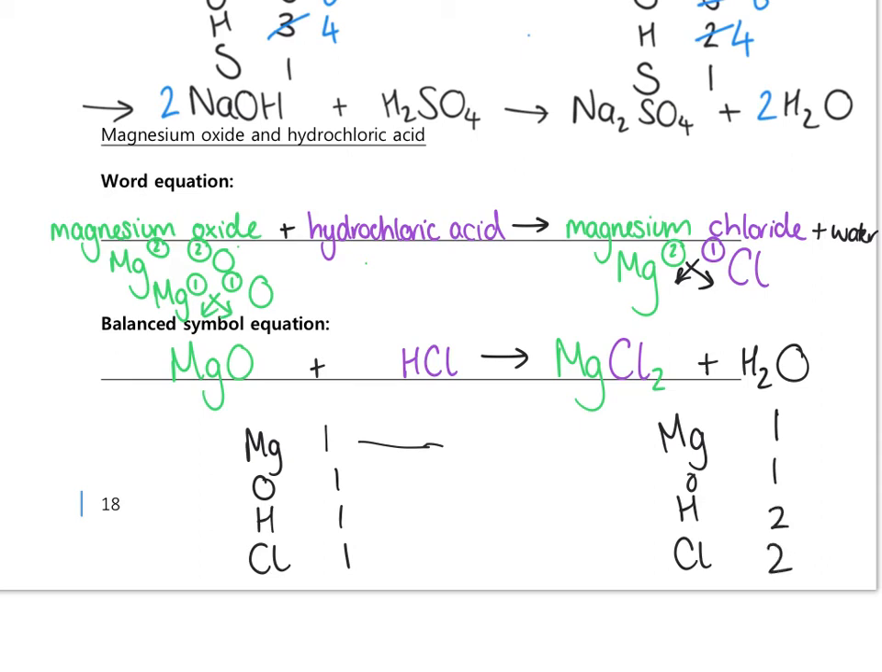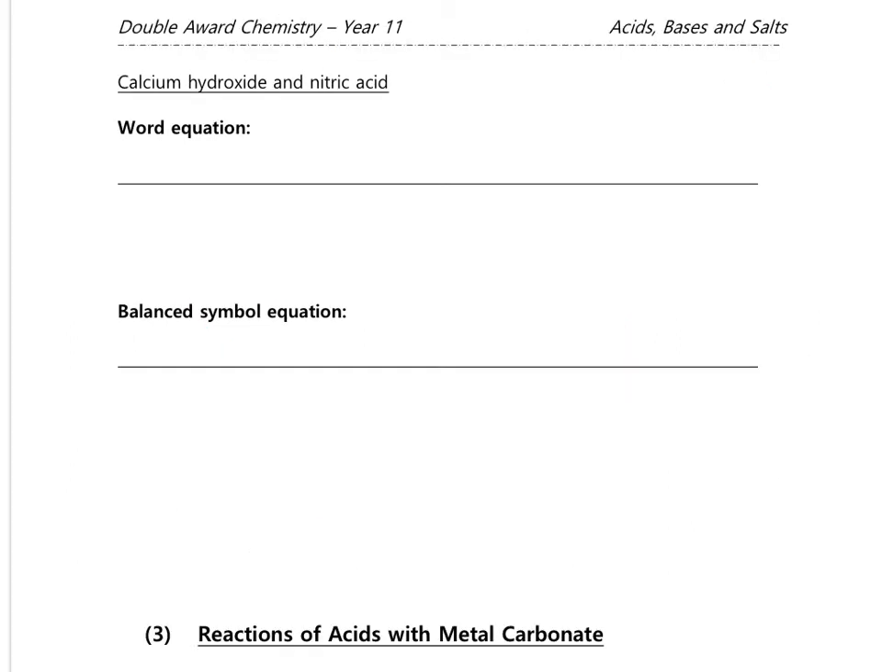Remember, we can only balance by putting big numbers in front. I need 2 hydrogens and 2 chlorines on the left, so that's very easy to fix. I can just put a 2 in front of my HCl. Let's change my list. I've now got 2 hydrogens on the left and 2 chlorines, and you can see my equation is balanced. One more example of this type on page 19.